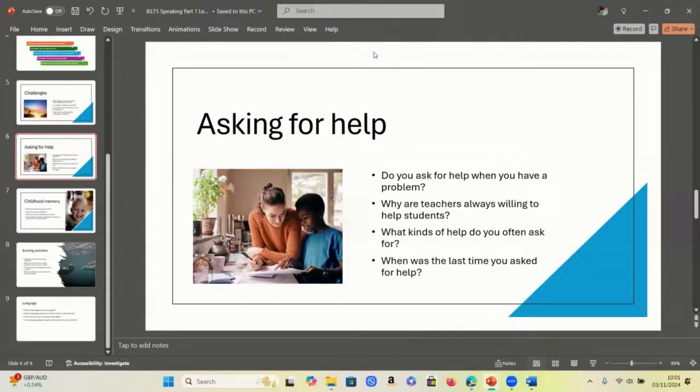I'll give you this for homework. So as you look at it, just look at what they are testing. So, do you ask? That is present simple habit. So what could you do? Can you put a sentence frame in? Can you put in present perfect? What joining words can you use and what example can you use? Say, why are teachers always willing? So they always do something. Again, that's present simple, regular stuff.